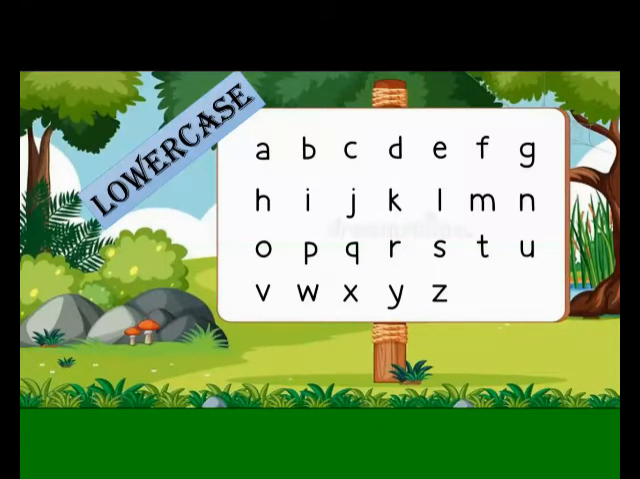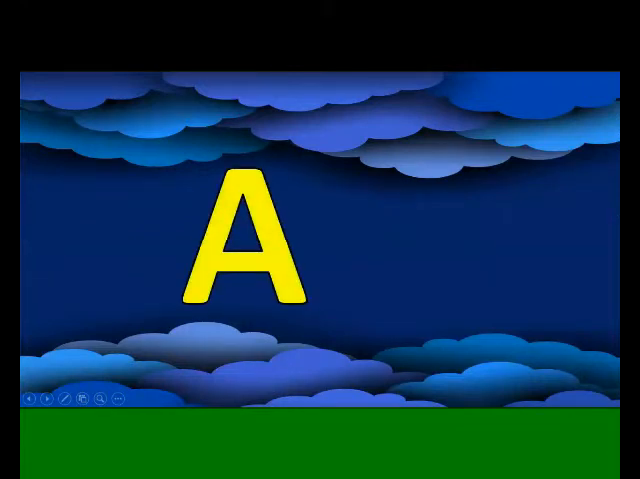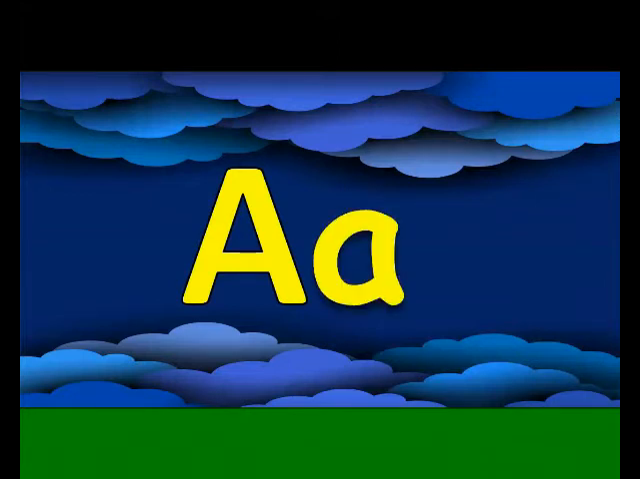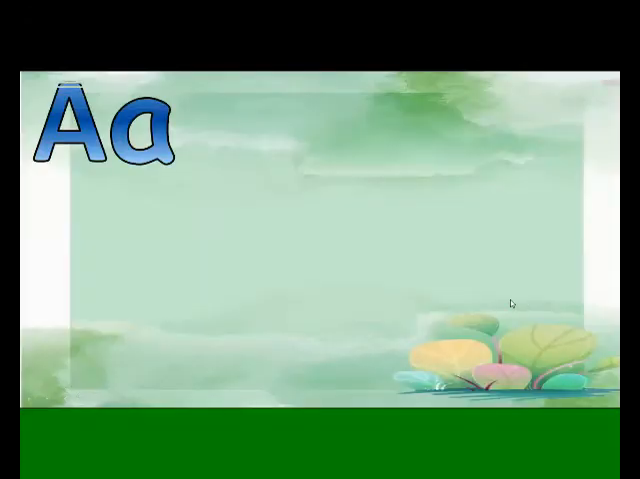Okay, now students, we will start to learn alphabets from the first letter. And the first letter is A. What is the first letter? The first letter is A. And the sound of A is A. Capital letter is called A and small letter is called A. This is the sound of letter A. Now, I will tell you objects which begin with letter A.